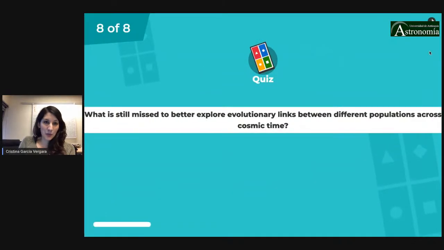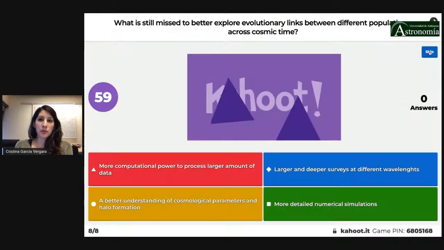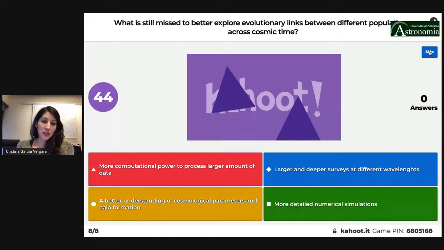And this is the last question. What is still missed to better explore evolutionary links between different populations across cosmic time? More computational power to process large amounts of data, larger and deeper surveys at different wavelengths, a better understanding of cosmological parameters and halo formation, and more detailed numerical simulations.